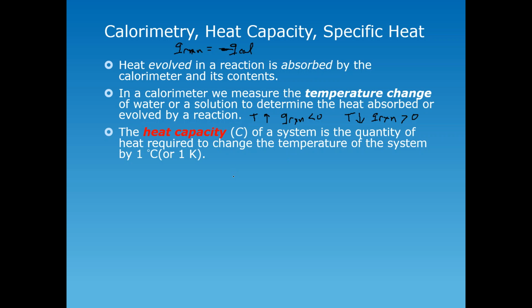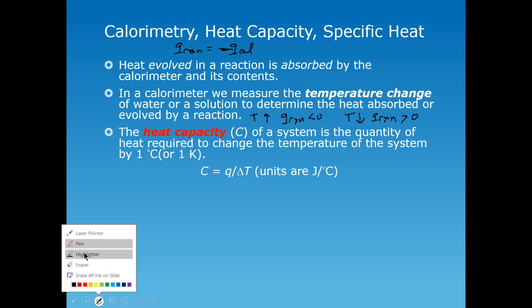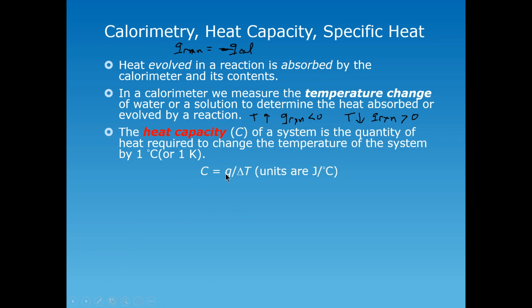Okay, some definitions here. The heat capacity of a system is the amount of heat required to change the temperature of the system by 1 degree Celsius or 1 Kelvin. And we can represent it mathematically using this equation. C is equal to Q divided by delta T. So C is the heat capacity, Q would be the amount of heat change, and delta T would be the temperature change, right? So the units of C in this case, and I should specify uppercase C, is joules per degree Celsius, all right?